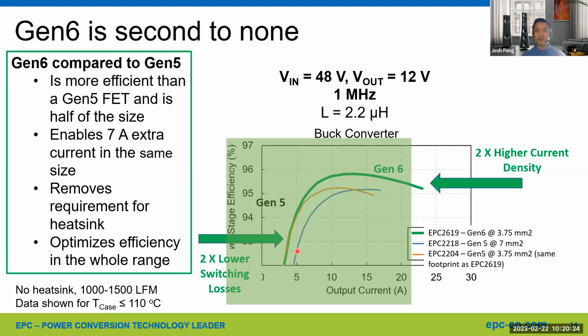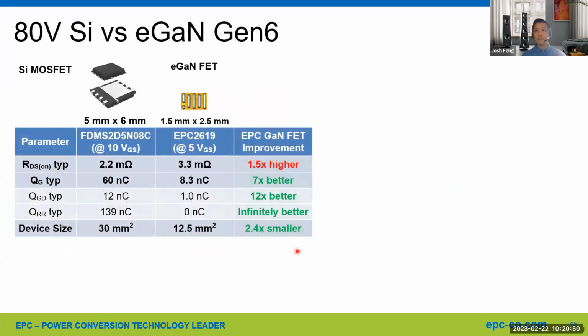I think this is the key reason that EPC, as a very innovative GaN company, will continue to improve ourselves generation over generation. In this case, we are definitely able to outperform our generation 5. And this particular product, the 2619, is quite suitable for our future high power density, high switching frequency PD applications.